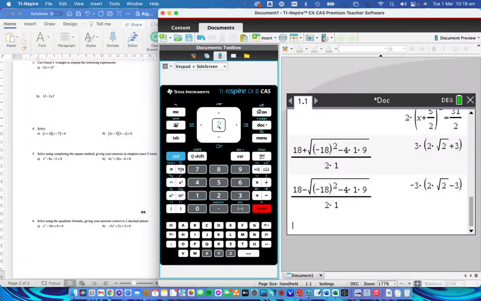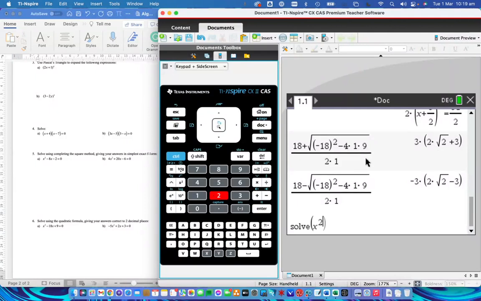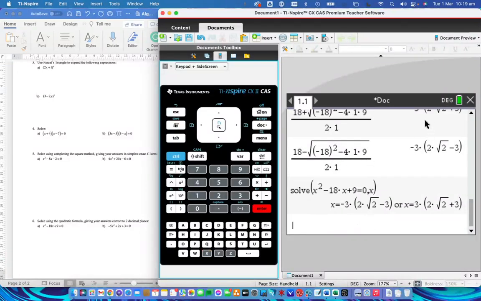But effectively, what I would do in practice is I would write it down, x equals negative negative 18. So 18 plus or minus the square root of 18 squared minus 4 times 1 times 9 all over 2 times 1. I'd write that, and then I'd go, which equals. And then I would probably go to my calculator and I would go, solve x squared minus 18x. It's a bit silly, isn't it, really? I mean, I've got the quadratic formula to use, and then I go use my calculator to ignore the quadratic formula. So I do that, and of course I get those two answers as well. 3 times 2 root 2 minus 3, 3 times 2 root 2 plus 3, and I'd write those down.